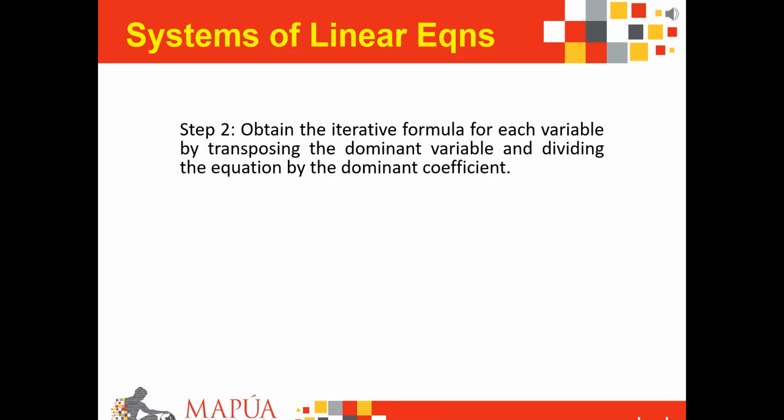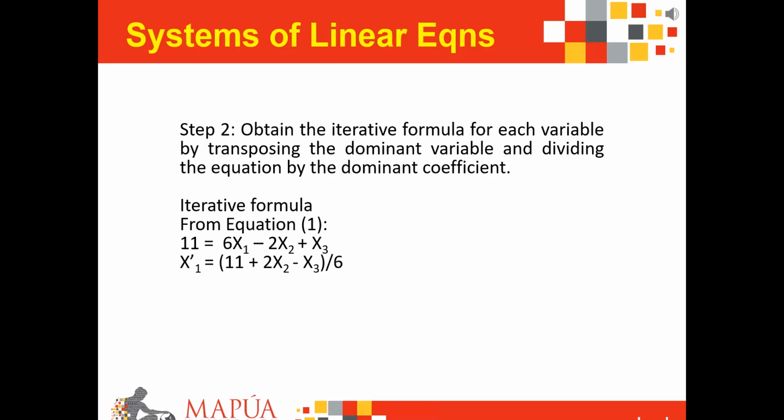The next step requires us to obtain the iterative formula for each unknown variable. And much like Gauss-Jacobi, we simply transpose our dominant variable to one side of the equation and divide the equation by its dominant coefficient. So from equation 1, we derive the iterative formula for x1, since x1 there is dominant, by transposing x1 and dividing the equation by its dominant coefficient 6, giving the iterative formula for x1 as 11 plus 2x2 minus x3, all over 6.